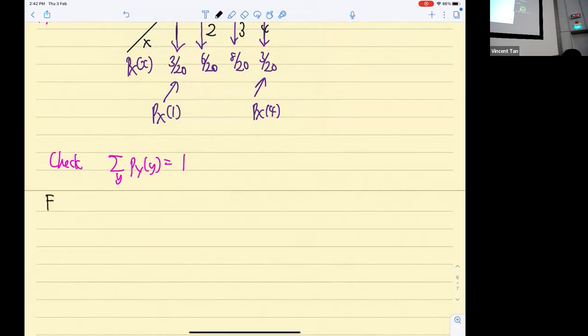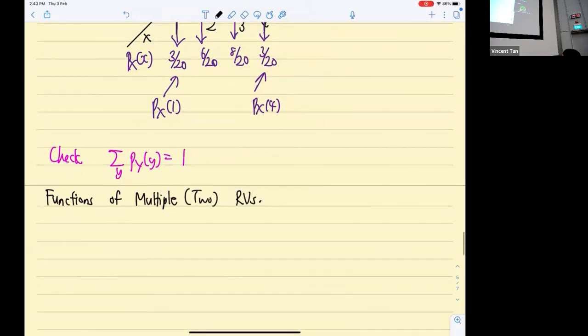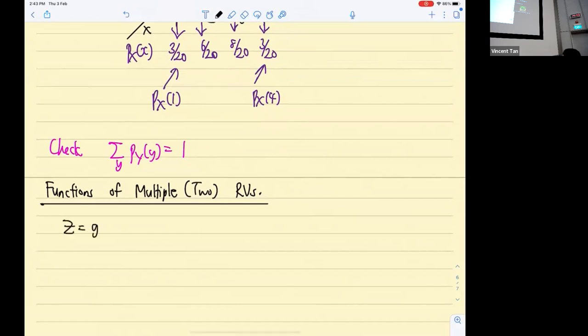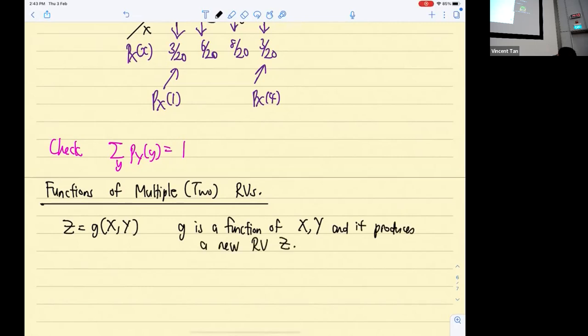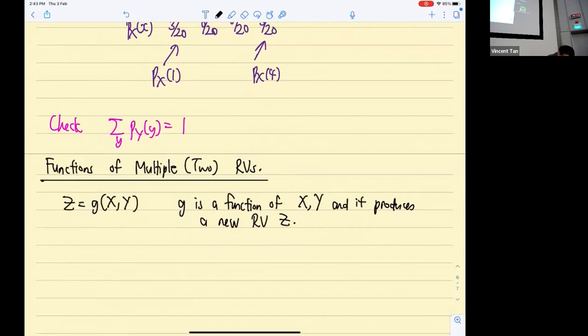So let's talk about functions of multiple random variables, say two random variables, okay? Last time we did talk about functions of one random variable, but now of course we are grown-up people, we have to talk about more random variables. So let's say that we have a certain function g that brings us from two random variables, X and Y, to a new discrete random variable Z. And we want to try to understand the statistical properties of Z. We're going to understand, for example, what's the mean and what's the variance and things like that. So how do we even get the probability mass function of Z?